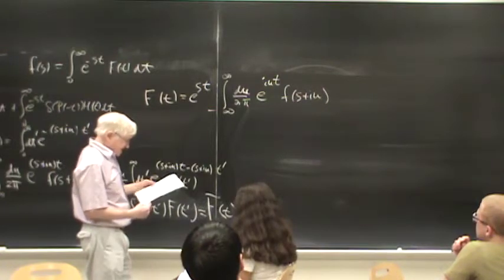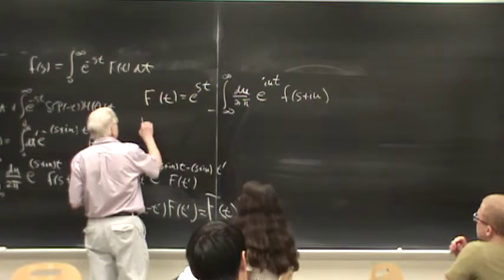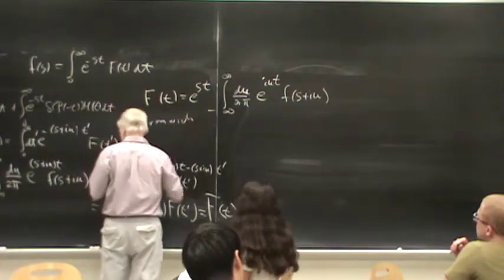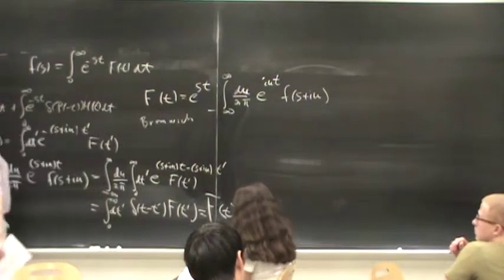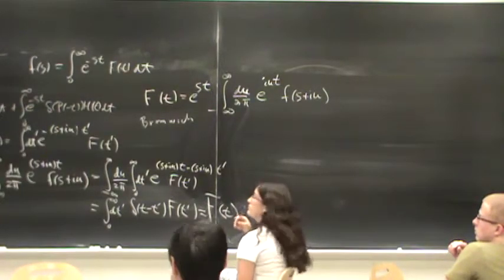But this is the inverse formula, and this is sometimes called a Bromwich integral. Sometimes people call it a Fourier-Mellon integral. Anyway, it's the way you get back.